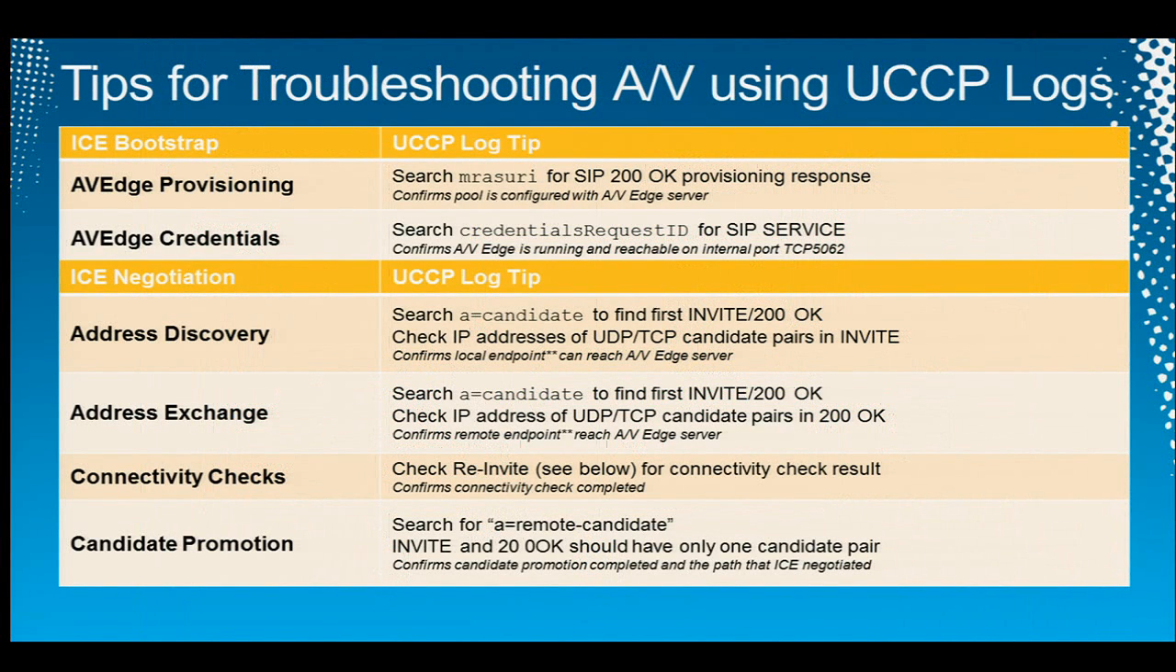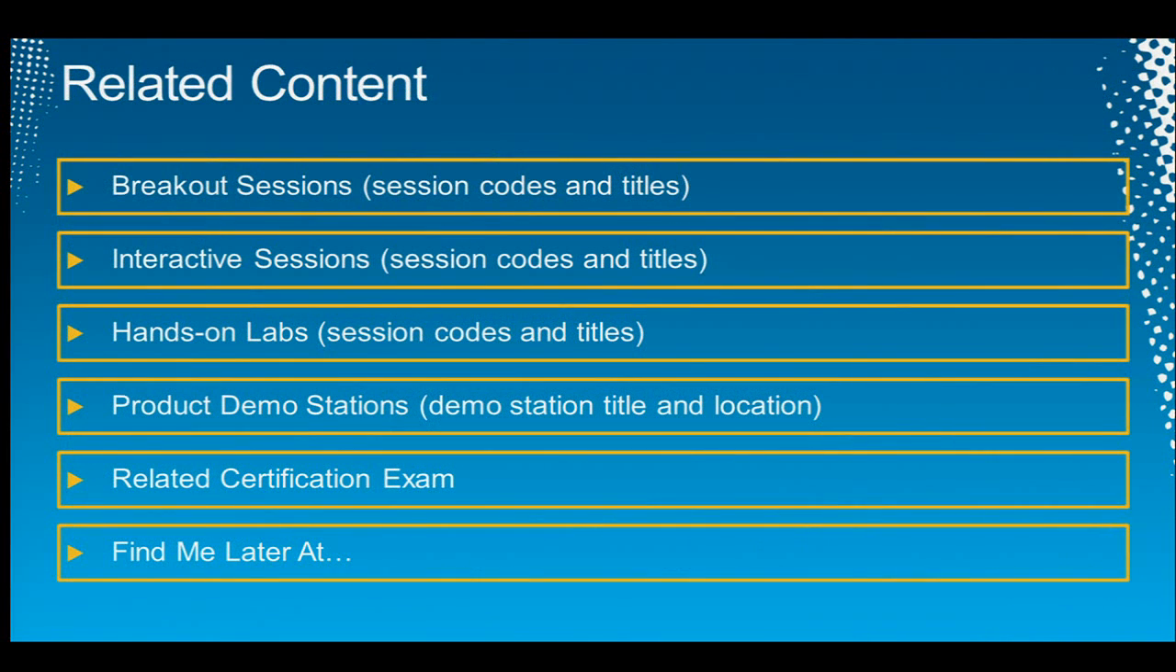Tips for troubleshooting AV and using the UCCP logs. One of the things you can look for in the UCCP logs, and I won't go through that here, is AV edge provisioning, and you can search for the keyword MRAS URI for SIP 200 OK provisionings. And there's a list here of different tips of what you can look for, like address exchange. So if you're seeing that the clients are trying to connect but not able to, then maybe it's a problem with the candidates. They're not getting the right candidates. So if you want to look at the candidates, you can search for the keyword a=candidate, and that will bring you down in your log file and show you the list of candidates that it was publishing, as well as the ones that it was trying to establish. These are there to help you troubleshoot that, as a help for you guys.